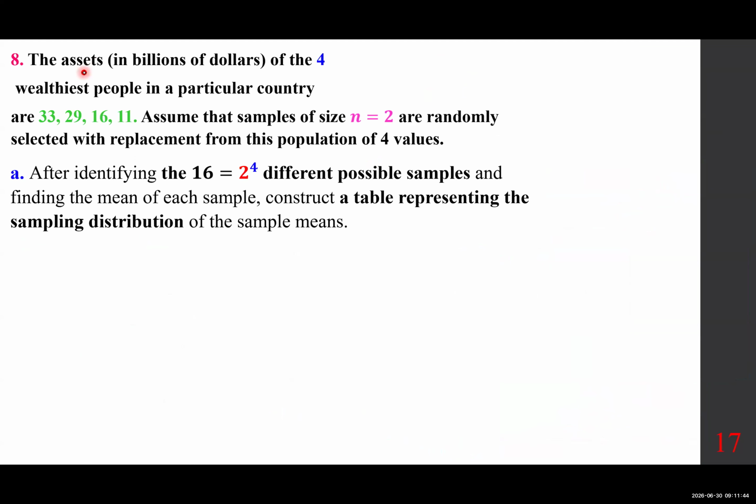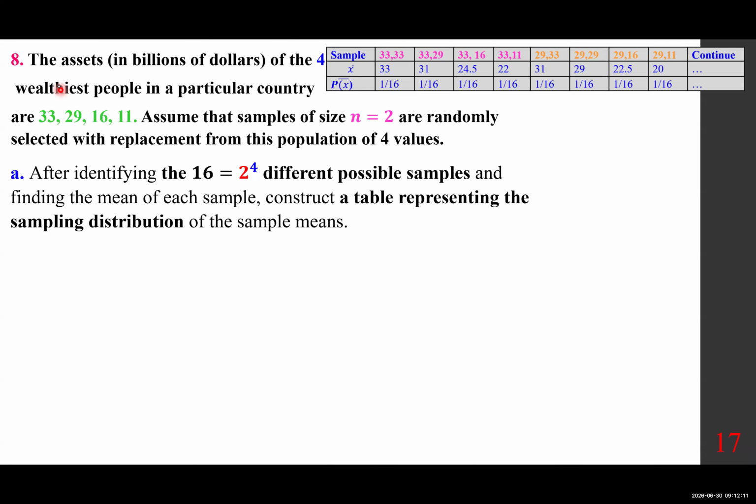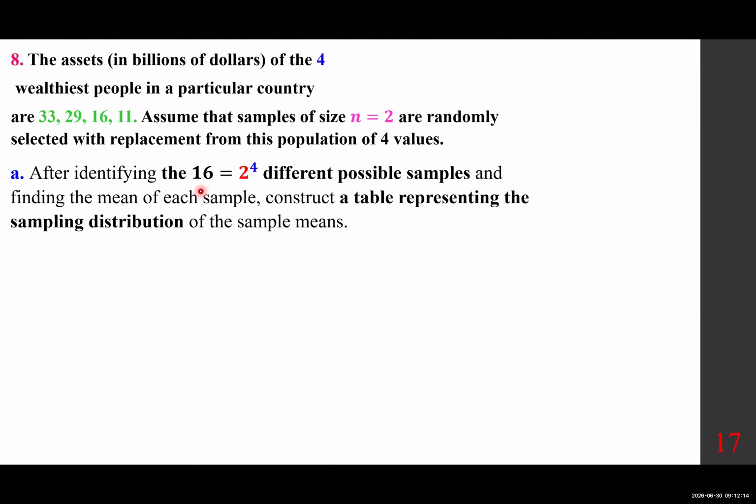The assets in billions of dollars of the four wealthiest people in a particular country are 33, 29, 16, 11. Millions or billions, but assume that a sample of size n equals 2 is randomly selected with replacement from this population of 4. So we have 4 and we pick 2. After identifying the 16, 2 to the power of 4, different possible samples, and finding the mean of each sample, construct a table representing the sampling distribution of the sample means.